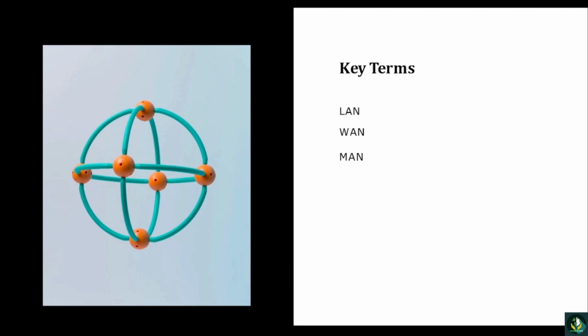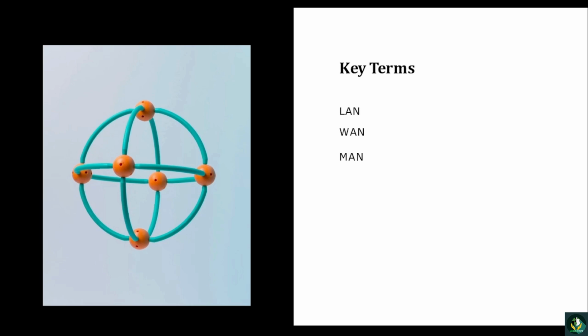Now, a network can be small or large, and based on that, we have some key terms in networking. First, we have LAN, which stands for Local Area Network. A local area network is a network of connected computers and devices within limited geographic areas such as a home, office, or campus. In simple terms, it's a network that allows computers and devices in close proximity to communicate with each other, share resources like files and printers, and access the internet.